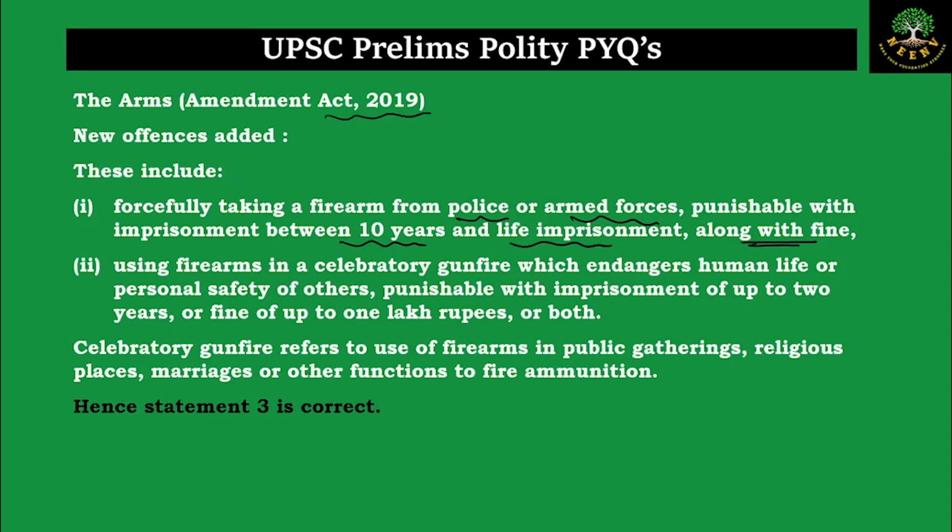The second one which was made penalized was using firearms in celebratory gunfire. What do you mean by celebratory gunfire? You are using firearms during public gatherings to show off, or during religious functions or marriages to show off, or any other functions where you are not authorized to do so, because this will endanger the life and safety of other people, and you will be punished up to 2 years for this, or with a fine up to 1 lakh, or both.